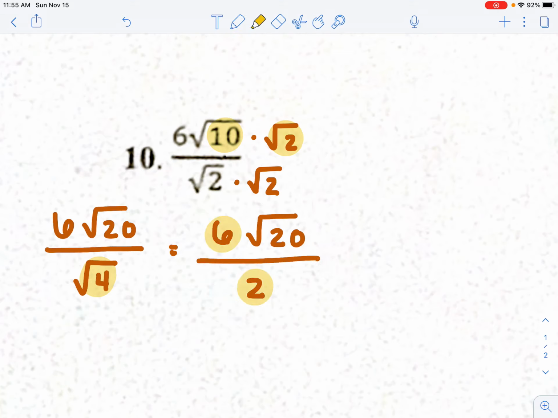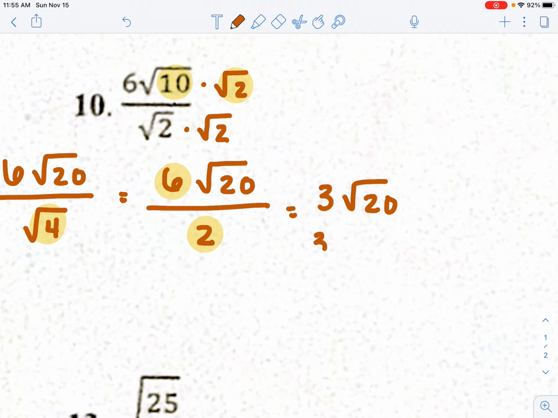Let's look at those numbers out in front. 6 and 2. Can I reduce 6 and 2? Yeah, 6 divided by 2 is 3. So I've got 3 radical 20. And now let's look at that 20. Can we take 20 and simplify that? Well, yeah. Look at 20. 4 goes into there. So I can say 3 square root of 4. 4 goes in there 5 times. 4 is our perfect square here. The square root of 4 is just 2.